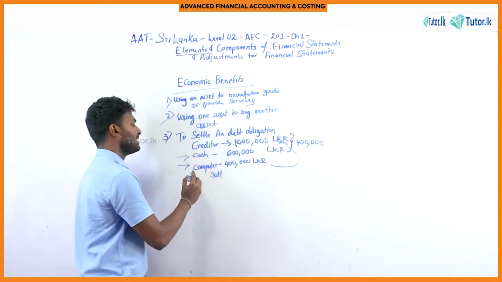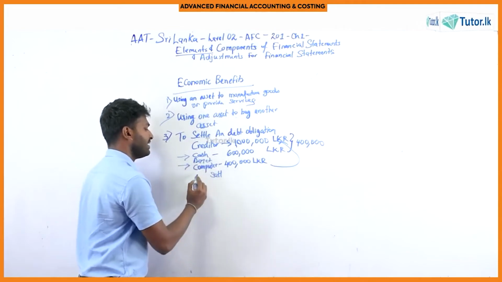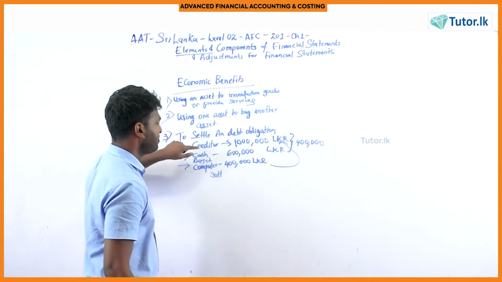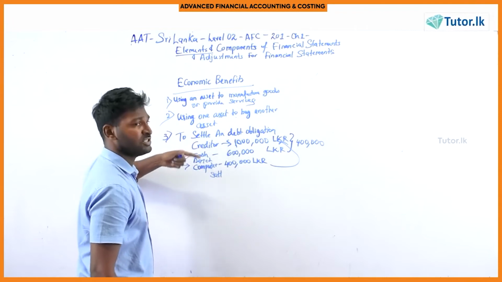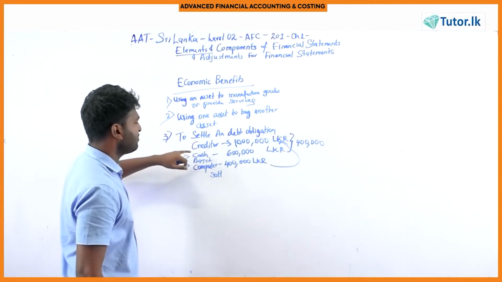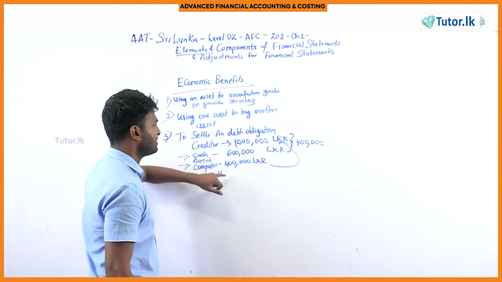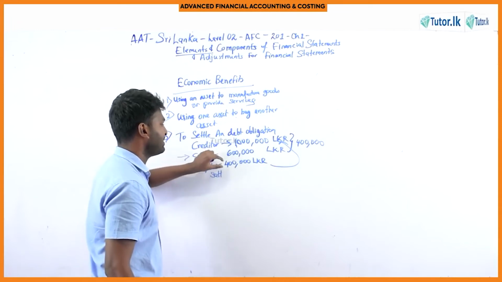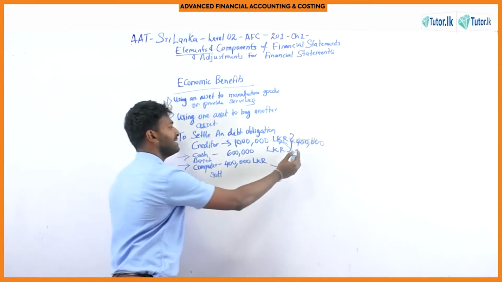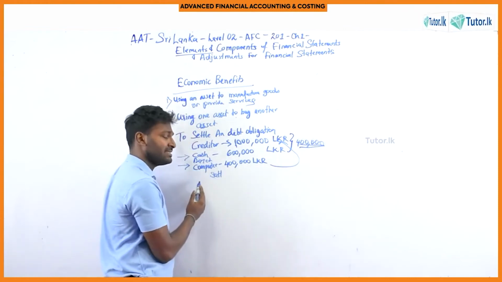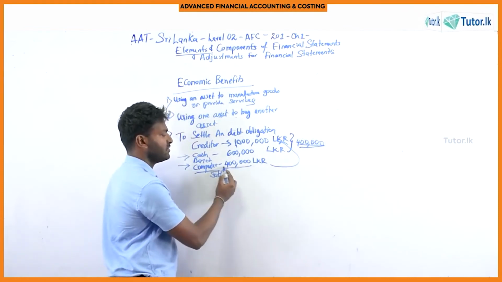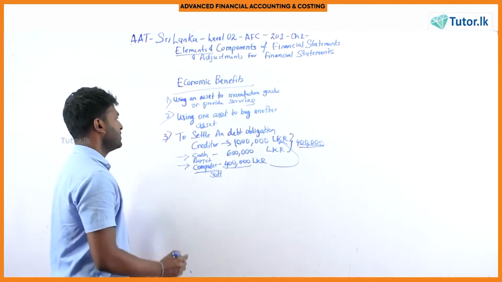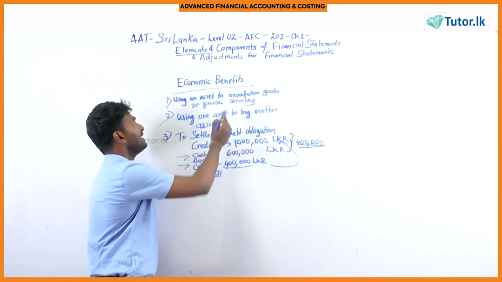So you can use cash. Cash is also an asset, as well as a computer is also an asset. So in order to settle this creditor or the debt obligation of 1 million LKR, assume your company has a cash balance of 600,000. There is a 400,000 balance, so you have 400,000 less. To settle this, you tell the creditor, look, we have a computer that's worth 400,000 rupees. I'll give it to you and please settle the debt. Okay. So this is another scenario of economic benefits.